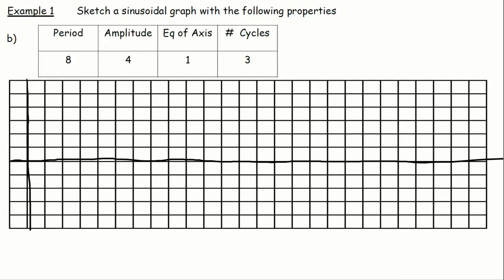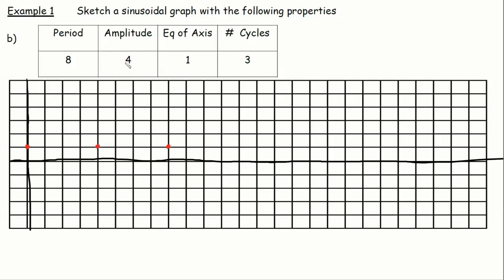And again, hopefully you have a ruler. Given my axis is at 1, that's where I'm going to start. So my first point is at 1. The period of my function is 8, so I'm going to go 8 units along. 2, 3, 4, 5, 6, 7, 8. So in 8 units, I should end up back here. Okay, 4 units in the middle. Again, that's where my curve is going to cross back down through the axis.